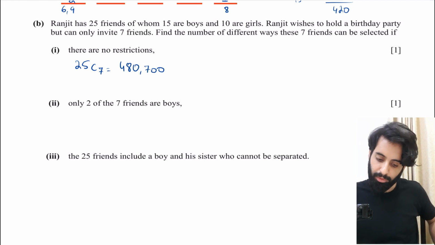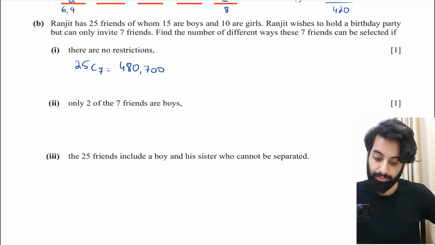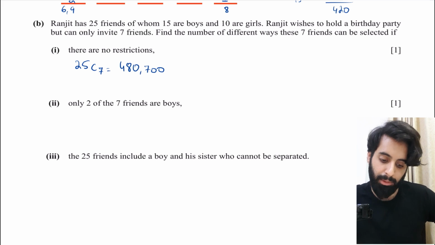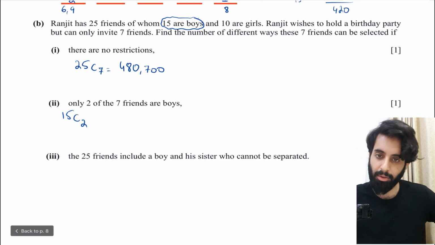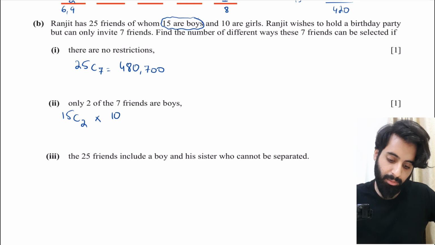Only 2 of the 7 friends are boys. So that means he needs to have 2 boys, and the remaining 5 need to be girls. Here's how this works. How many boys are there in total? 15. So he needs to make sure that he's just inviting 2 boys, and the remaining 5 out of 7 are girls. So how many ways can you select 5 girls out of 10? That's going to be 10C5.